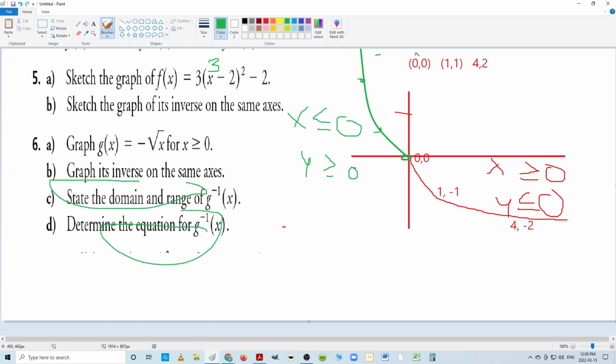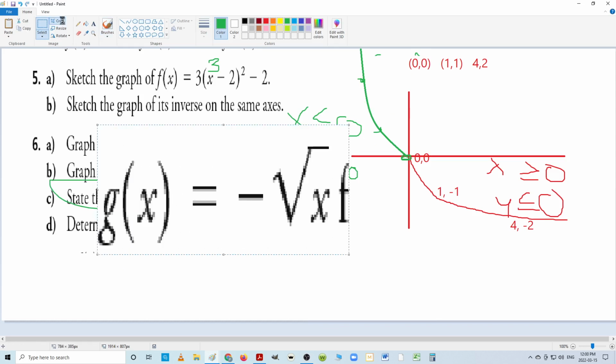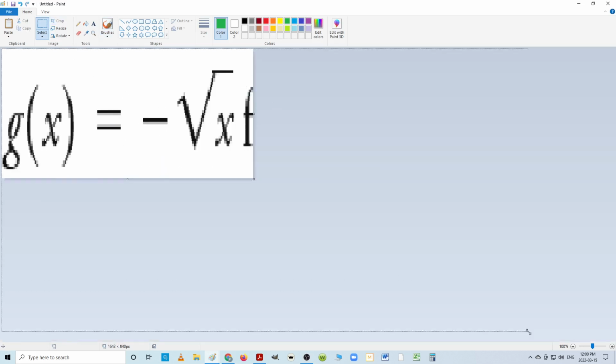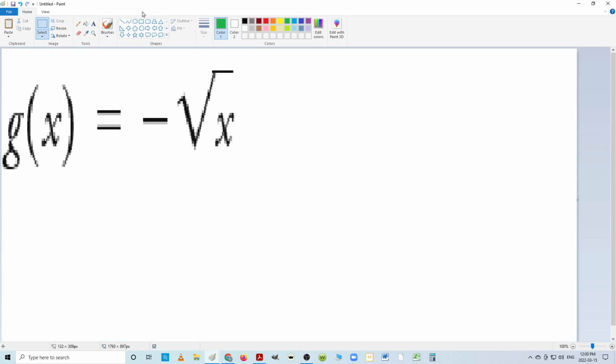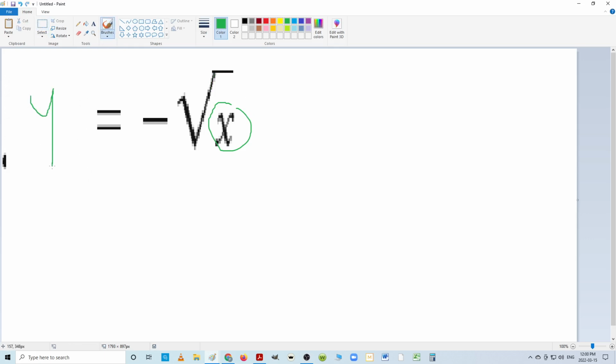State the domain, determine the equation. So how would we inverse this equation? Okay, so square root is treated like an exponent because it's x to the half. So that's first in BEDMAS order, and that's last. That's the next thing. So to reverse it, first of all, we're going to make this y. Then we're going to swap the x's and the y's. So this is going to become x, and this is going to become y.